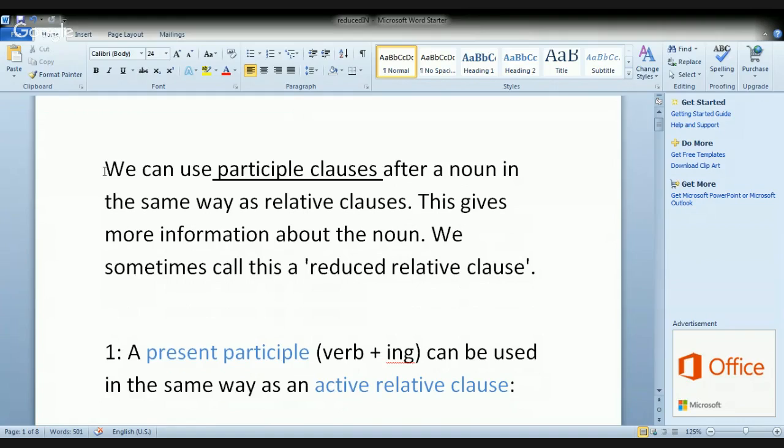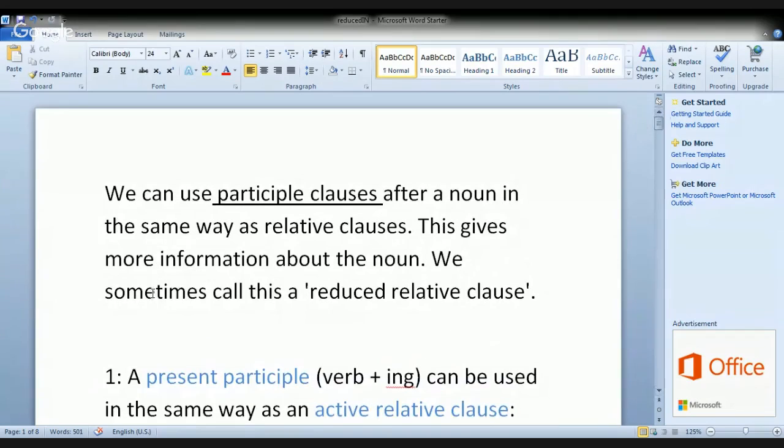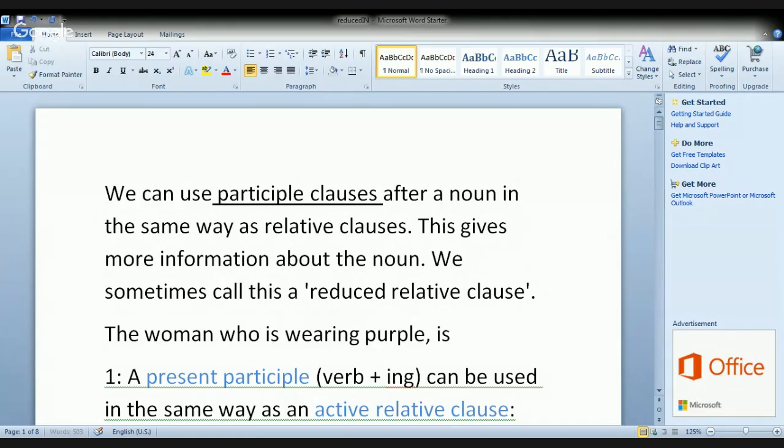So we can use participle clauses after a noun, which I'll explain, in the same way as a relative clause. And if you think about it, a relative clause, let me just make a little note here. A normal relative clause would be the woman who is wearing purple there. Okay, and so what we're doing here is we're using who, the woman, and so we're adding some extra information here, which we actually don't need.